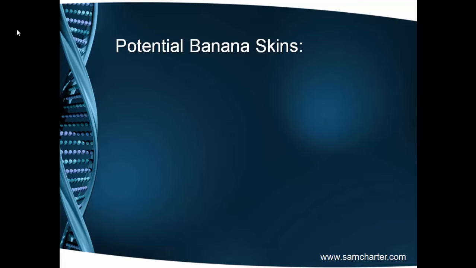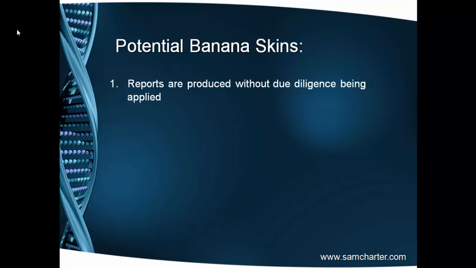So, what are the banana skins or the hurdles with this kind of report? Well, obviously, first of all, they are produced without any due diligence being applied. So, the report may contain sensitive information and then passed on to the wrong hands. This is obviously not the purpose of this report. The process needs to be followed, the right people need to have access, and the wrong people, they don't need to know about the report's findings.